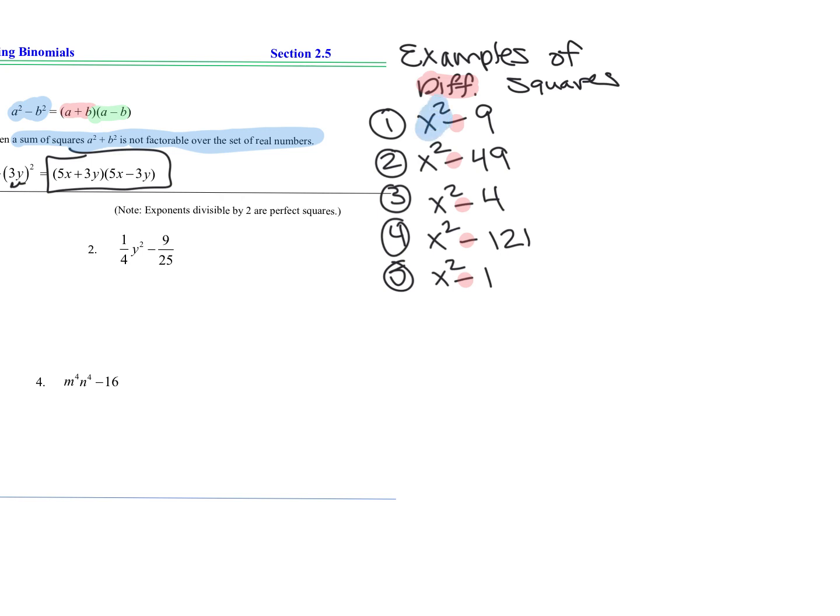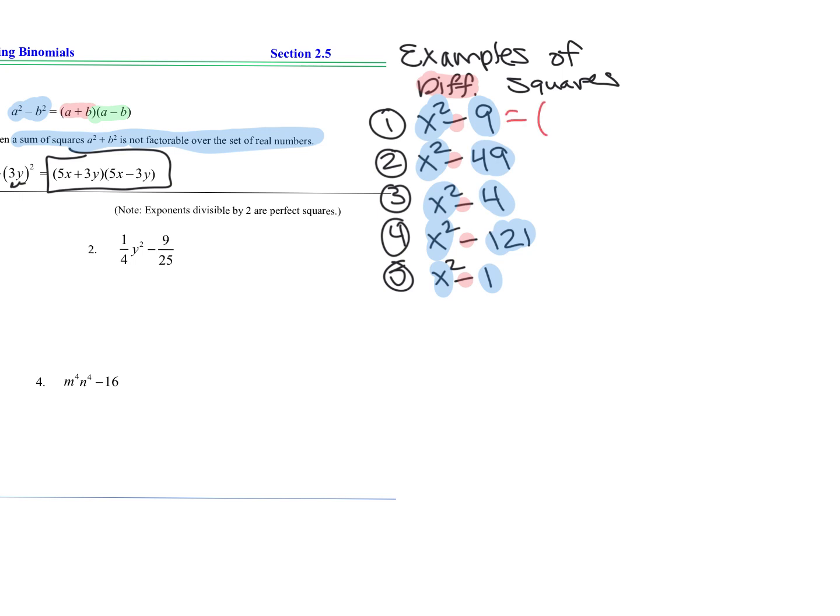Of course, x squared is a perfect square of x. The square root of 9 is 3. 3 squared is 9. I bet you can think about 49, what number that would be. 4, 121, and 1. So I can actually factor these quite quickly.